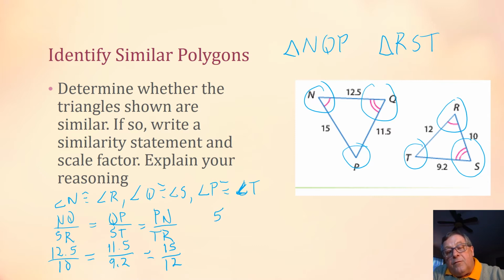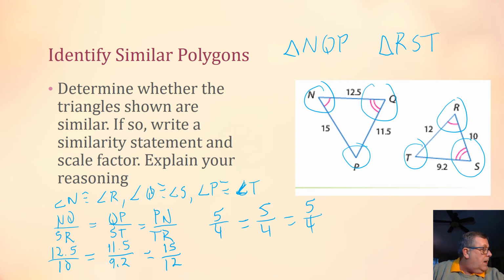So 5 over 4. And let's see if that's going to be equal to 11.5 divided by 9.2. That's also 1 1/4. So that's also going to be 5 over 4. And let's look at the third one, 15 over 12. Well, I see they're both divisible by 3. 3 will go into 15 5 times. 3 will go into 12 4 times. Shazam, we got proportionality. And our scale factor is 5/4.